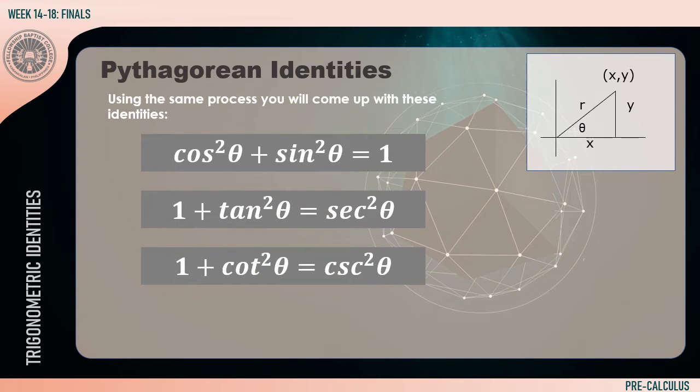Okay, if we use the same process, we will come up with these identities. We have three Pythagorean identities. The one we solved earlier, relating cosine and sine: cosine squared theta plus sine squared theta is equal to 1. We also have 1 plus tangent squared theta is equal to secant squared theta. And we have 1 plus cotangent squared theta is equal to cosecant squared theta. So those are the three Pythagorean identities. You can memorize them or write them on an index card and put it in your notes, because this will be used in our next activities.